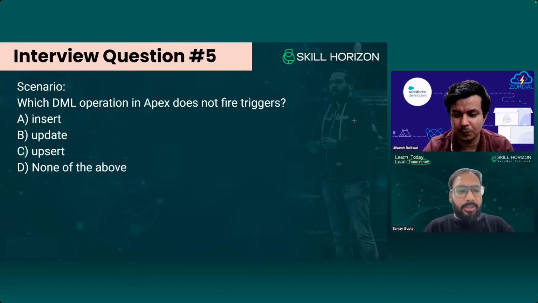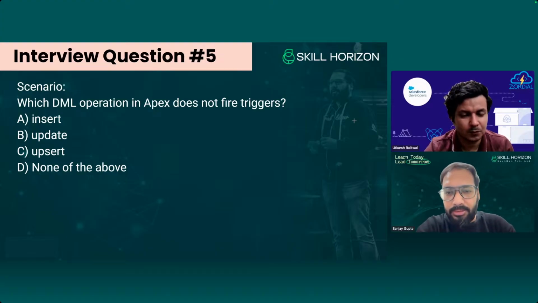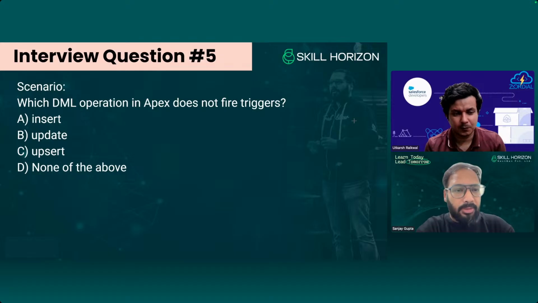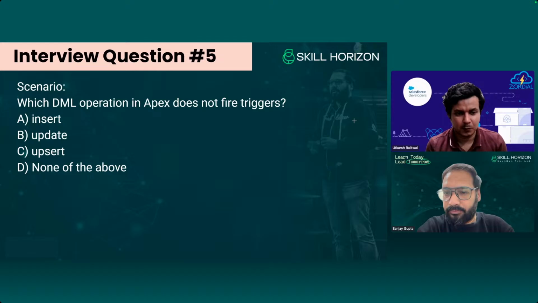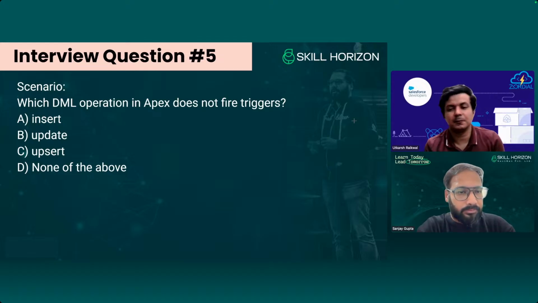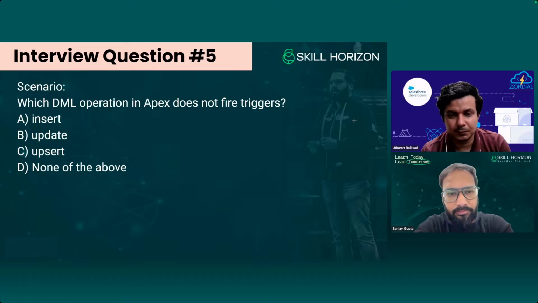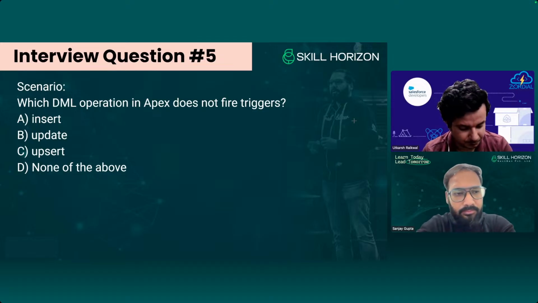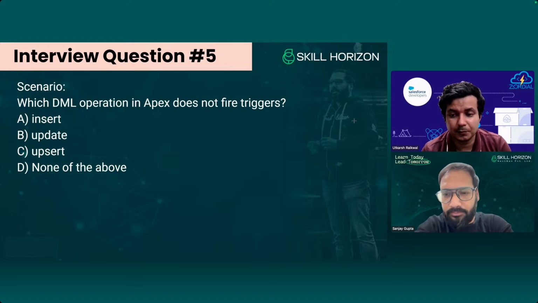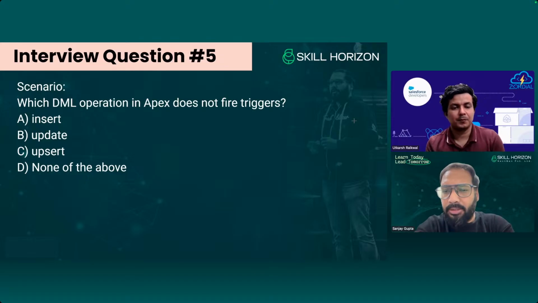So I'm just waiting for your responses. No one replied for this one so far. Okay, Josh is saying number 5, D, none of the above. Anybody else? Okay, Ganesh is also saying D.